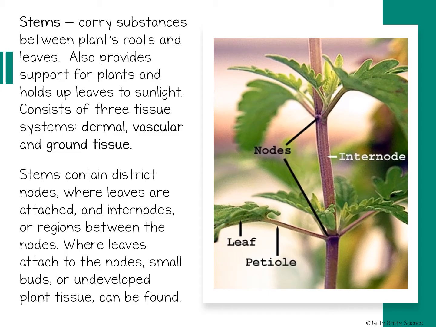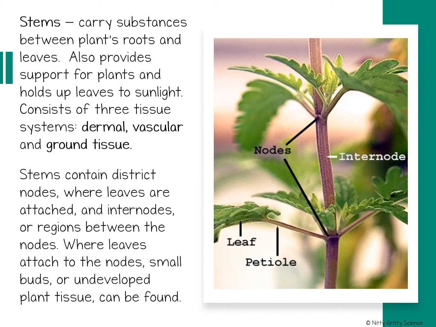The stem consists of three tissue systems: the dermal tissue, or the outer covering of the plant; vascular tissue, which transports water, mineral nutrients, and organic materials between the roots and the shoots; and then ground tissue, which fills the spaces between the dermal and vascular tissues.